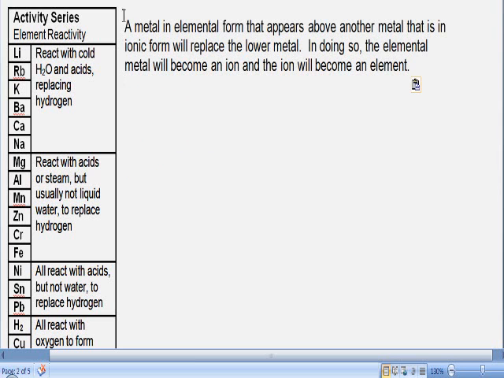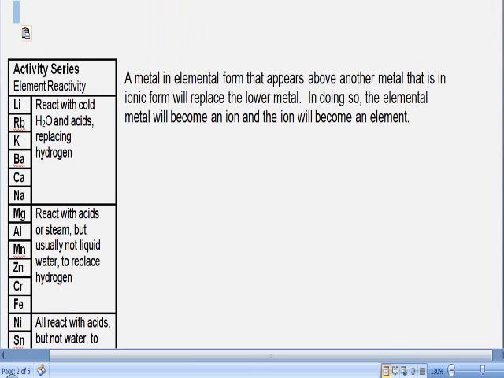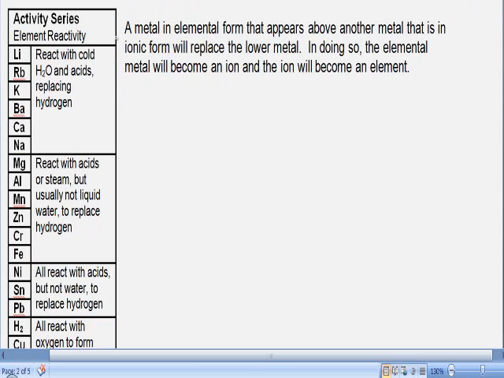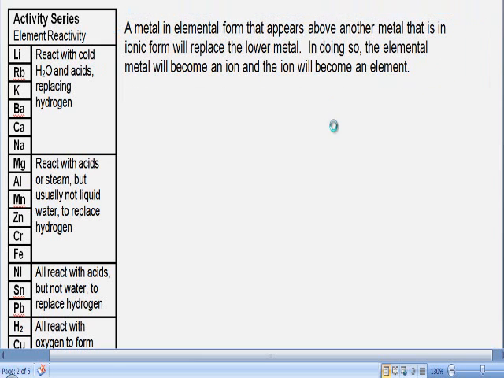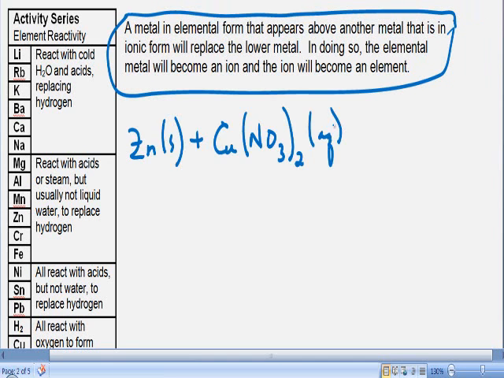Now the first part of this, let's take a look at this part here. The guideline here is that a metal in elemental form that appears above another metal that's in ionic form will replace that lower metal that's in a compound. Let's do an example to show exactly what this means.